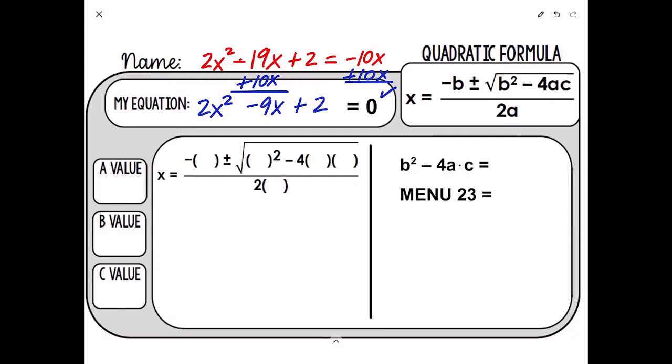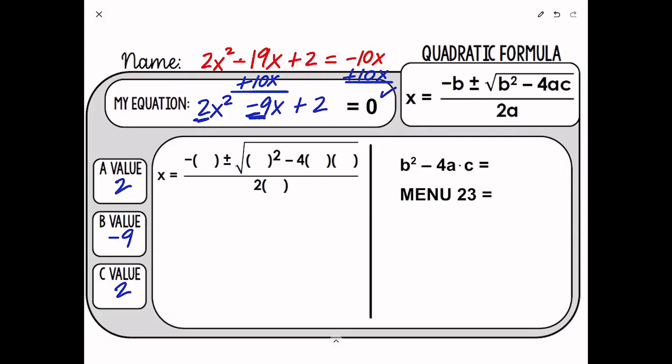Now that we have it set to 0, we can do the A, B, C. The A is the leading coefficient, so it's going to be 2. The B is going to be a negative 9. Always take the sign with it. Don't just take the number. If it has a sign, take that as well. And then the constant is 2.